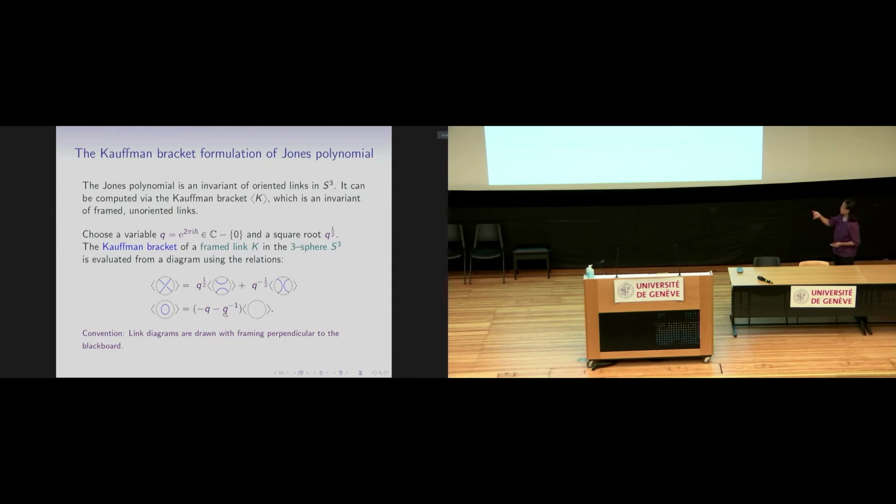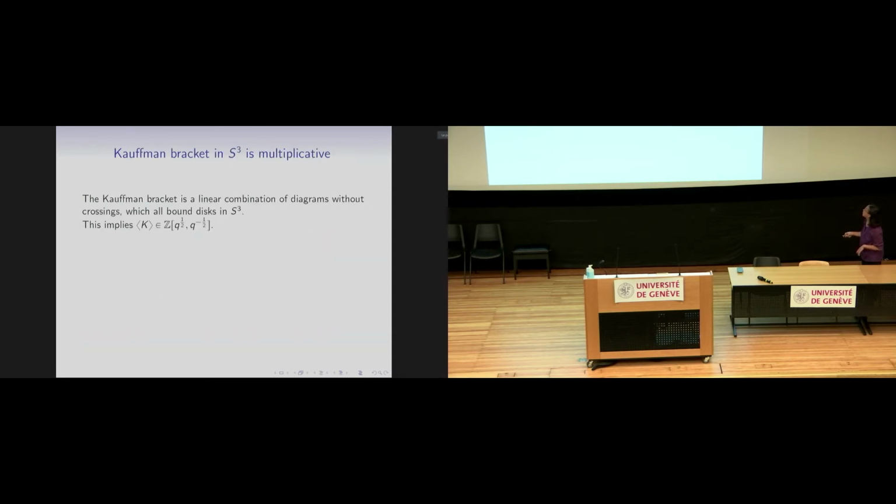And in all these pictures, there's a framing, and I'm assuming the framing is perpendicular to the blackboard. Okay, so for every knot or link diagram, you can compute this Kauffman bracket. It turns out to be an invariant of the framed but unoriented link.